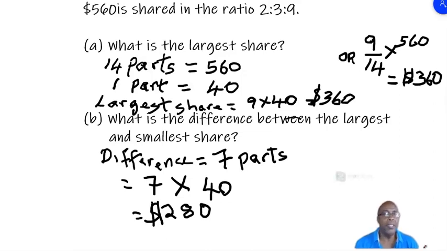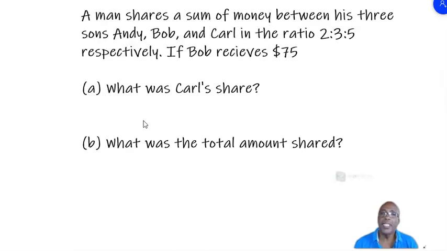Let us do one more example to make sure you get it. A man shares a sum of money between his 3 sons, Andy, Bob, and Carl, in the ratio 2 to 3 to 5, respectively. So that means Andy receives 2 parts, Bob receives 3 parts of the money, and Carl receives 5 parts. If Bob receives $75, we have to find what was Carl's share.